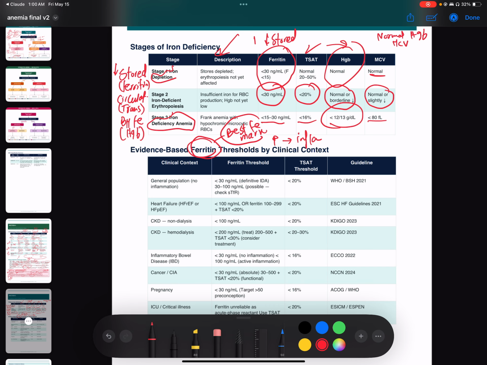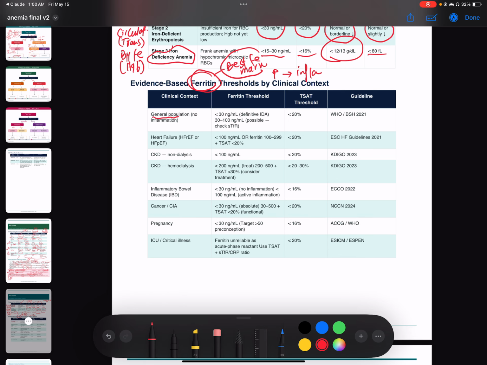So we still need to rely on ferritin, but when it's not consistent or there's inflammation, we need to think broader, right? So if someone is in the general population, and there is no inflammation, and you see the ferritin is below 30, and also the TSAT is low, that's iron deficiency anemia. What if there's inflammation? In cases of inflammation, it can be heart failure, HFrEF or HFpEF, it can be CKD, whether dialysis or not dialysis, inflammatory bowel disease, cancer or whatever, you have to have a higher threshold for the ferritin.